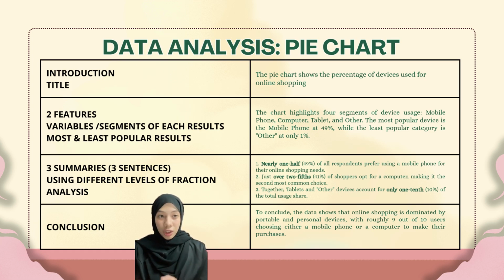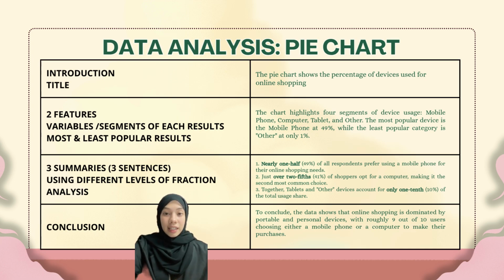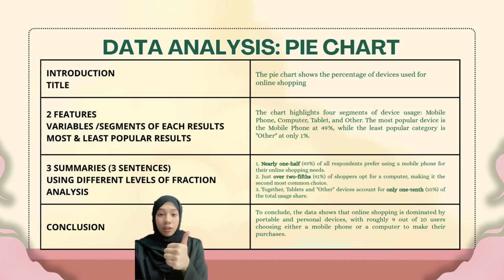The pie chart shows the percentage of devices used for online shopping. The two variables, most and least popular results: the chart highlights 4 segments of device usage: mobile phone, computer, tablets, and others. The most popular device is the mobile phone at 49%, while the least popular category is other, which is only at 1%. Next are 3 summaries.